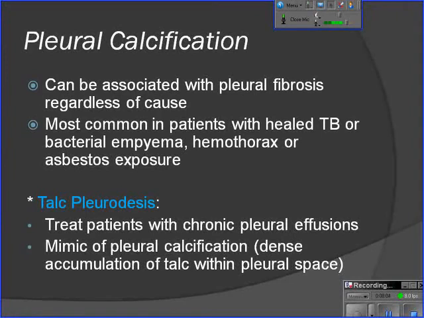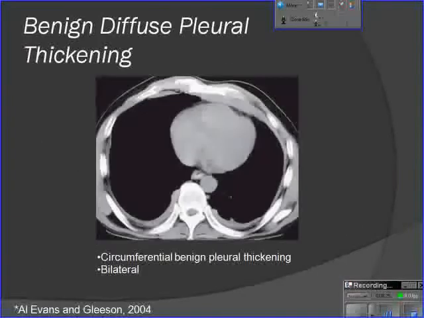Just a little note on talc pleurodesis. Talc is a sclerosing agent used in treatment of chronic pleural effusions and pneumothoraces. It's a mimic of calcification within the pleural space. What it really is, is a dense accumulation of talc within the pleural space, but it is something that we think about in the differential.